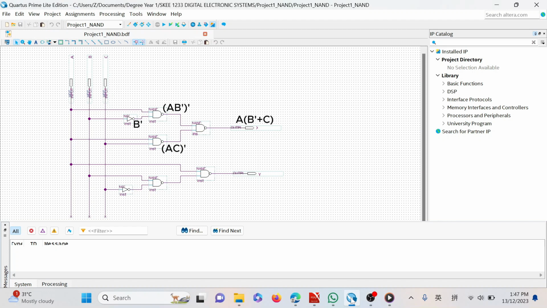Input C enters a NOT gate and becomes C bar. Then B and C bar enter a NAND gate and become (B C bar) bar. Then A bar and (B C bar) bar enter another NAND gate and produce an output of A bar plus B C bar, which is also the same as output Y for the basic gate circuit.